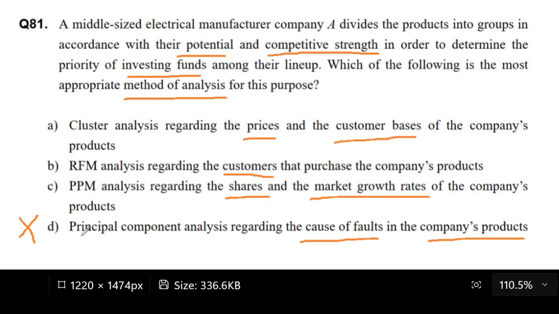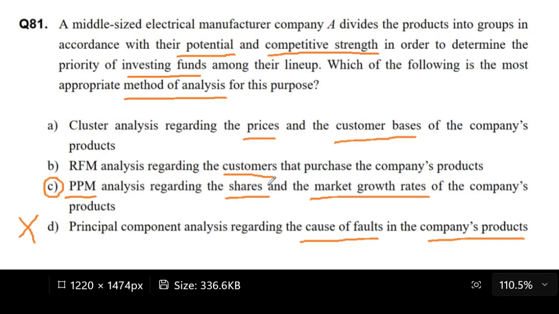Let's go to the next letter C. We're talking about shares and market growth rates. I think this is the correct answer, which turns out to be the correct answer. I also chose this about half a year ago when I was answering this question, although I wasn't really too particular with what PPM meant. Instead, I focused more on market growth and shares, because if we're talking about competitive strength and also potential, particularly this word potential, then of course we're aiming for growth. So this one is okay in that respect.